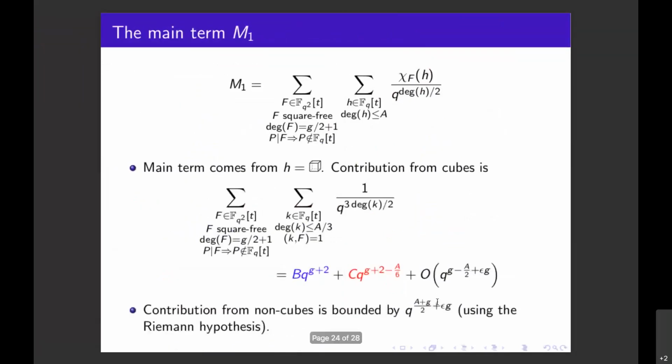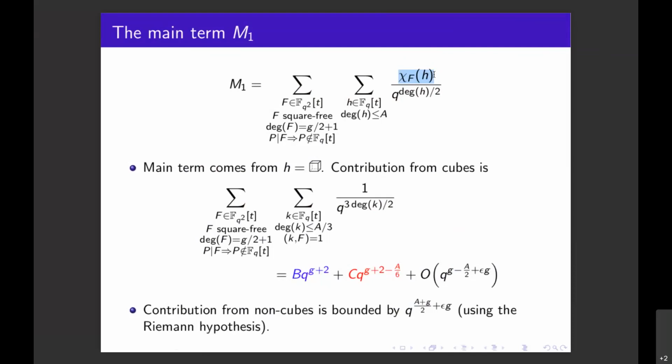Now, evaluating the main term M1, this is a relatively standard computation, so I rewrote the term here. Recall that chi_F, this is the cubic residue symbol in F_{q^2}, this is a cubic character, okay? So the third power of this character is equal to the principal character. So if I have h equal to a cube, then chi_F of h will be equal to 1, if capital F and h are coprime. So we can guess that the main term comes from cubes, and that is indeed the case.